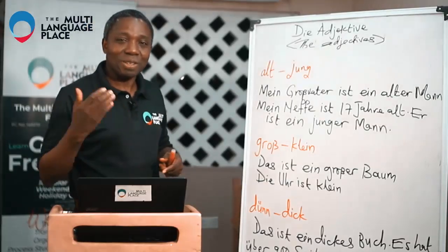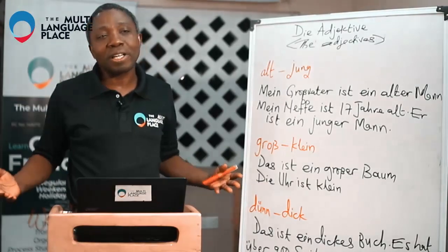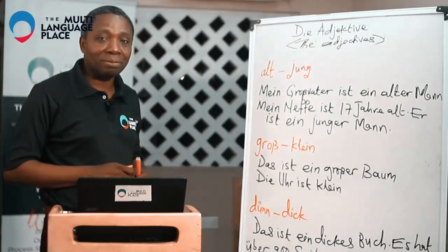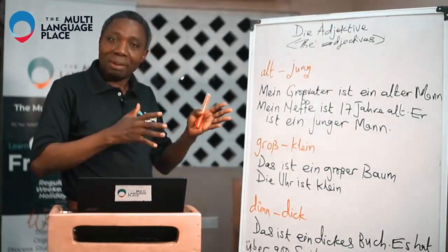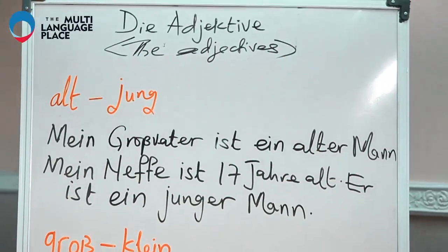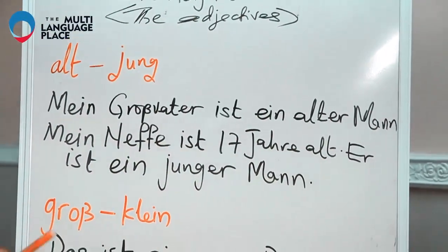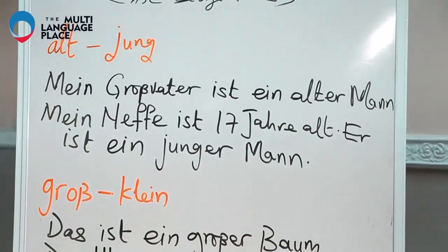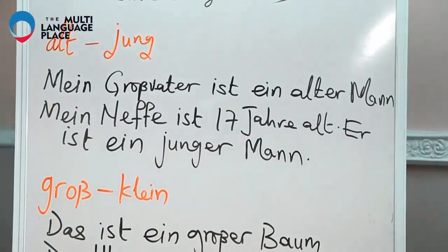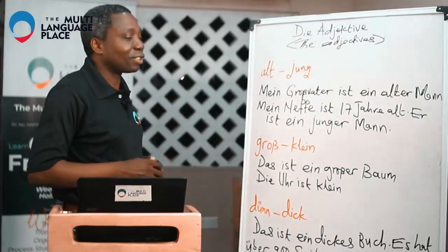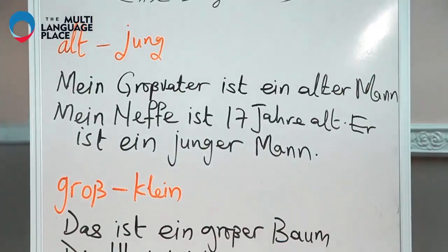The first thing is we want to see the common adjectives in German. So I have number one. I put them in pairs. So number one, we have alt, and then jung. Say it after me. Alt, jung. I'm going to use them in sentences so that you will understand them more.